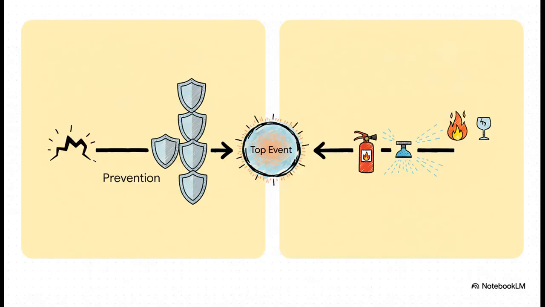Now, these barriers, they come in two very distinct flavors. On the left side of the diagram, we've got prevention barriers. Think of things like certified training or a pressure relief valve. Their one and only job is to stop the top event from ever happening.